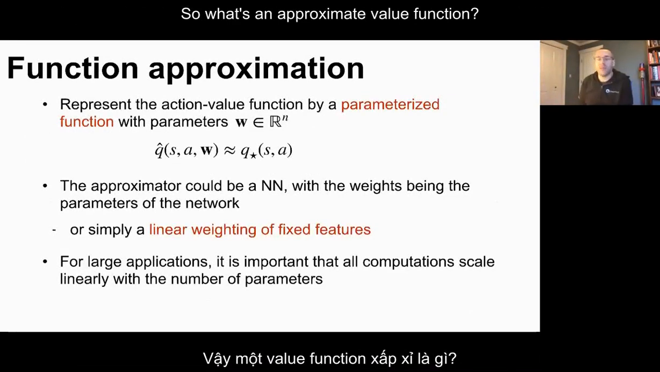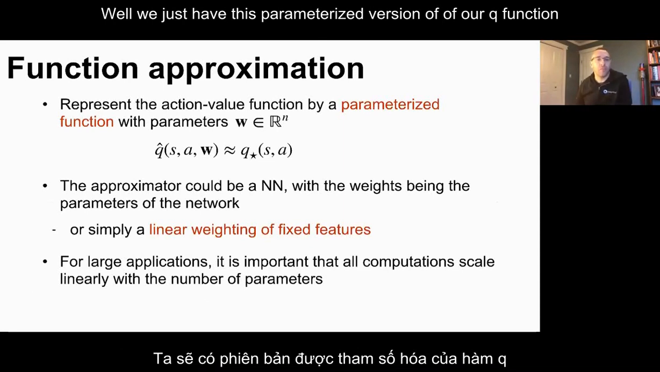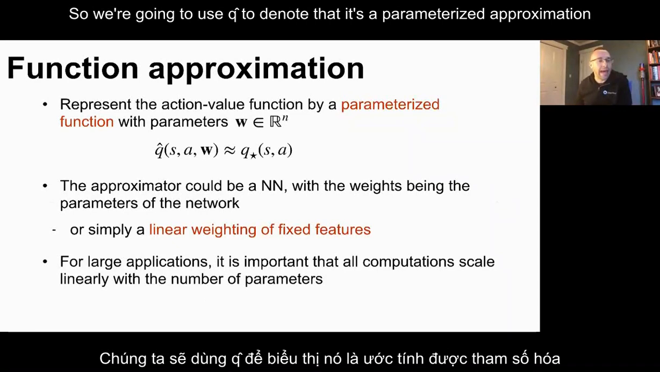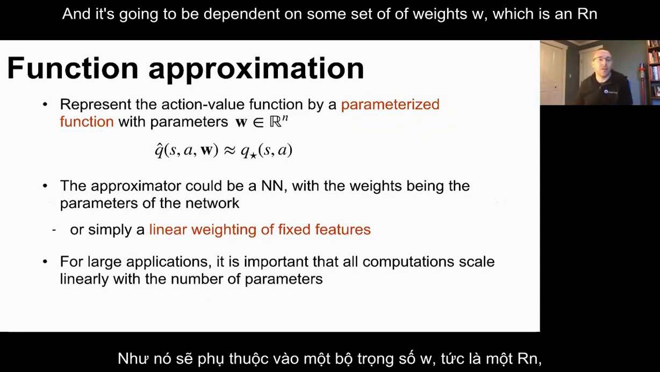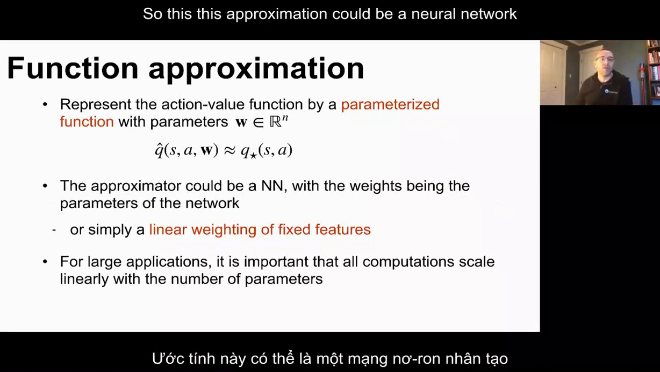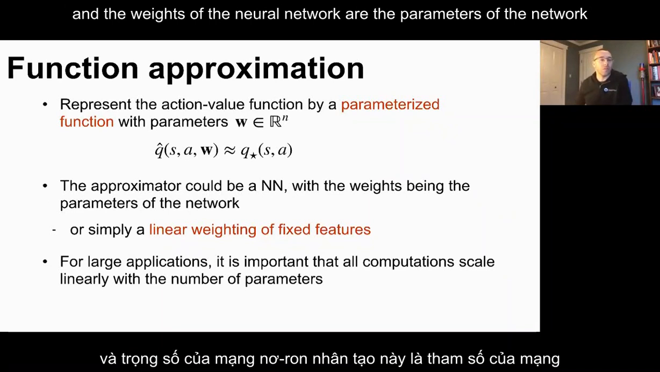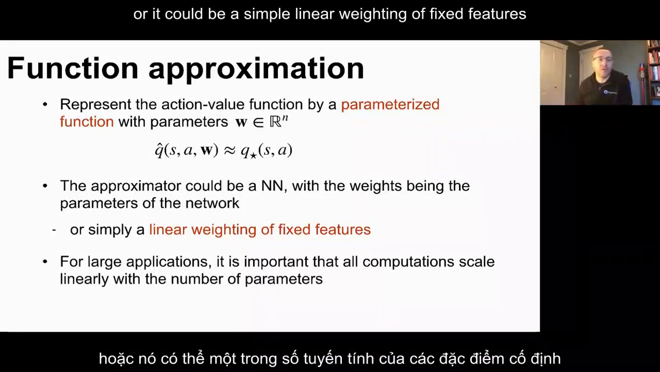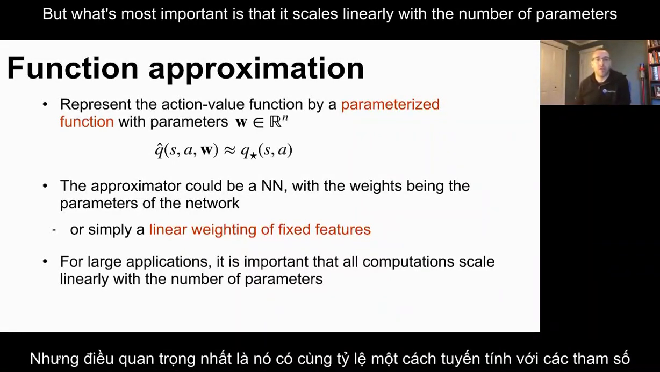So what's an approximate value function? Well, we just had this parameterized version of our Q function. We're going to use Q hat to denote that it's a parameterized approximation. It's going to be dependent on some set of weights, w, which is in R^n, and we're trying to approximate Q star with it. This approximation could be a neural network, and the weights of the neural network are the parameters of the network. Or it could be a simple linear weighting of fixed features. But what's most important is that it scales linearly with the number of parameters, because we're going to need that for scaling.